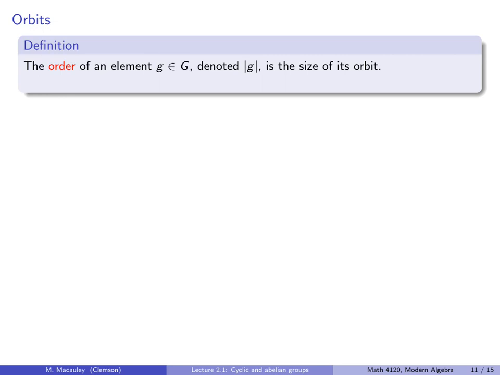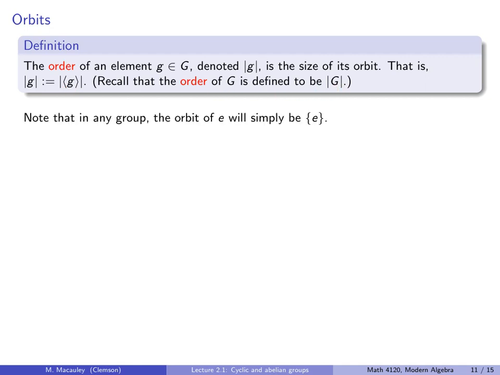A few slides ago, we defined the order of a group to be the size of the group. So now we're going to define the order of an element with the same notation, this absolute value sign, to be the size of its orbit. Mathematically, that is this: the order of G is the order of the cyclic group generated by G. And again, this absolute value means the order of this group. Note that in any group, the orbit of the identity will simply be just the identity.